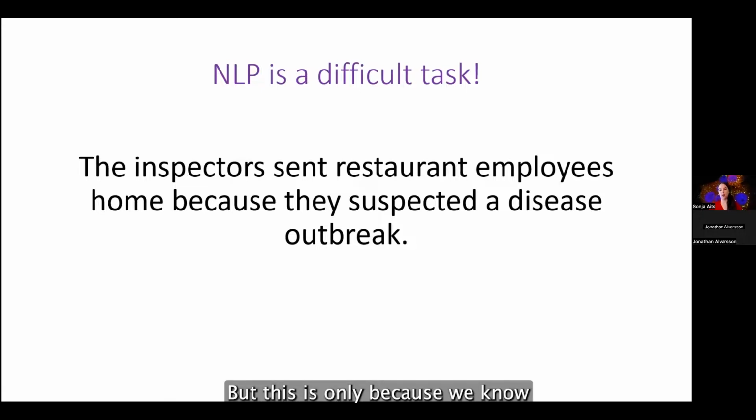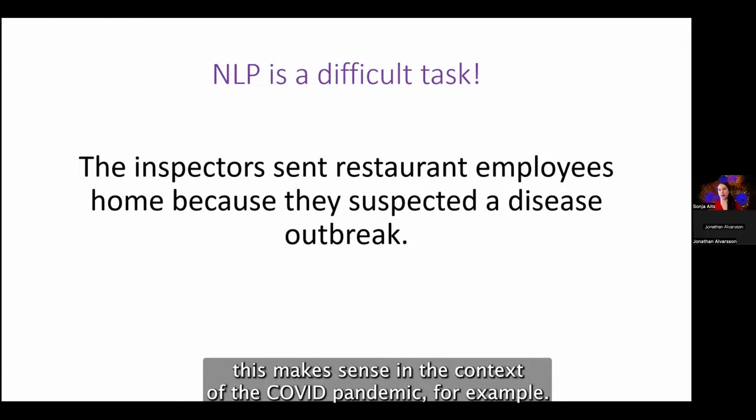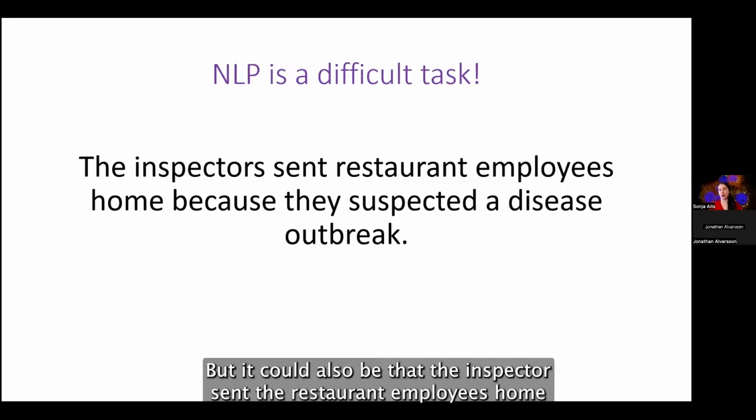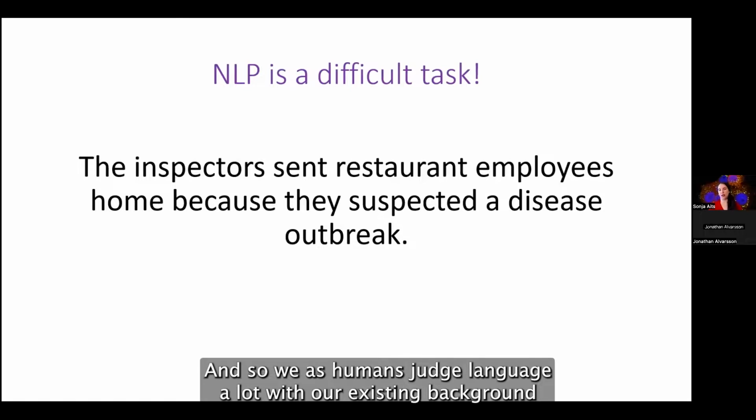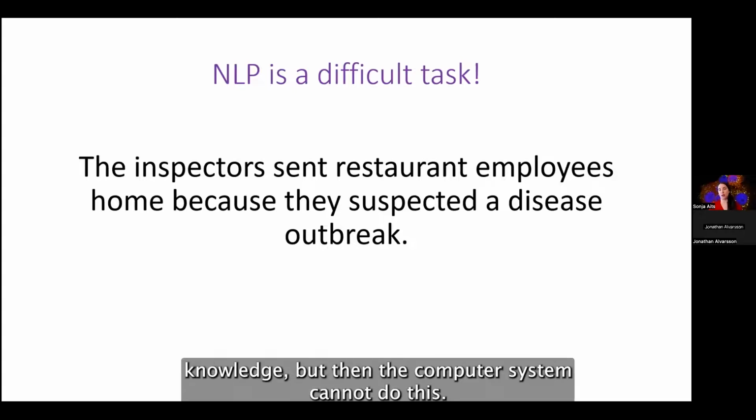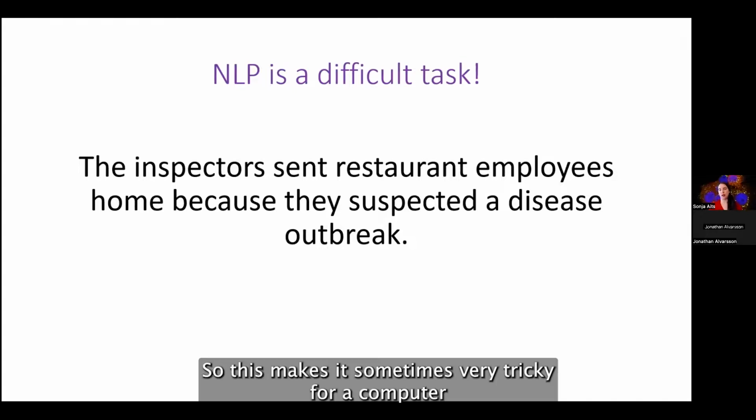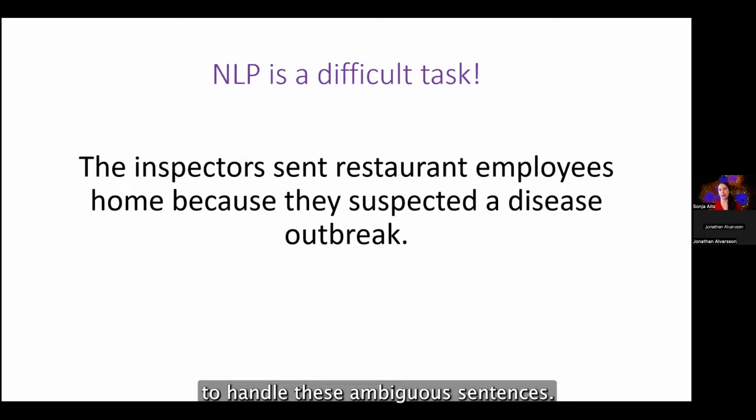But this is only because we know this makes sense in the context of the COVID pandemic, for example. It could also be that the inspectors sent the restaurant employees home because they wanted to hush up an outbreak. So we as humans judge language a lot with our existing background knowledge, but a computer system cannot do this. This makes it sometimes very tricky for a computer to handle these ambiguous sentences.